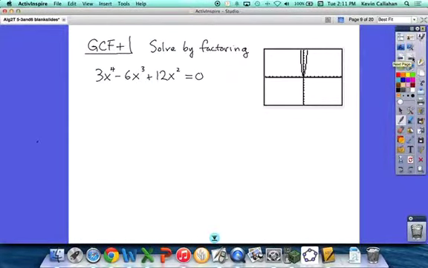Okay, how about this one? Any greatest common factor? Hint, yes, there is. Okay. 3x squared, right? Because the lowest power of x is 2. So everything's got at least x squared. So we could factor out the 3x squared. And then what's left in the parentheses?